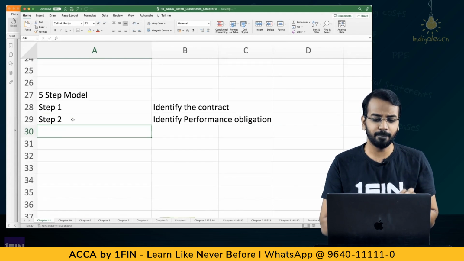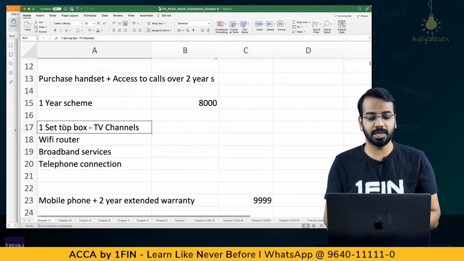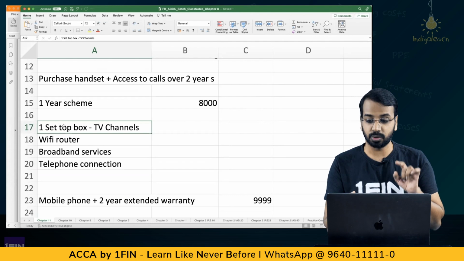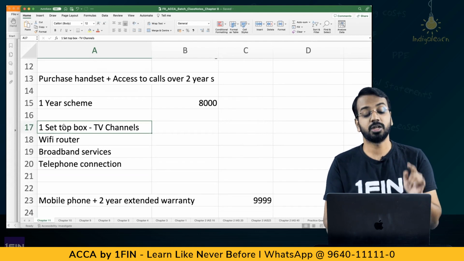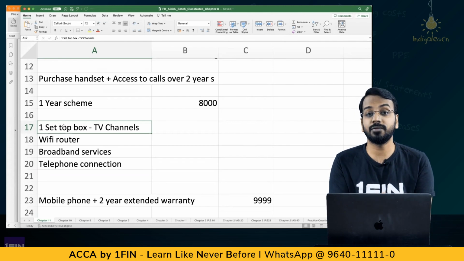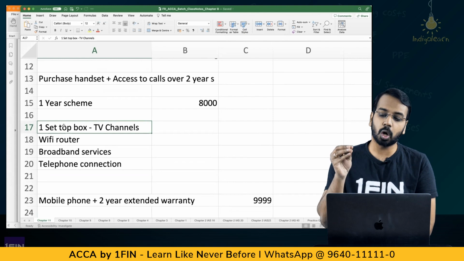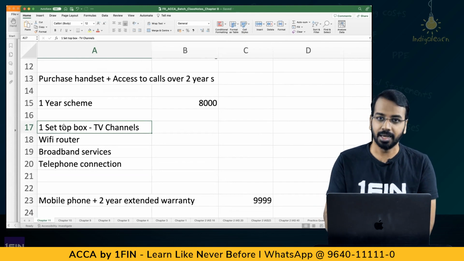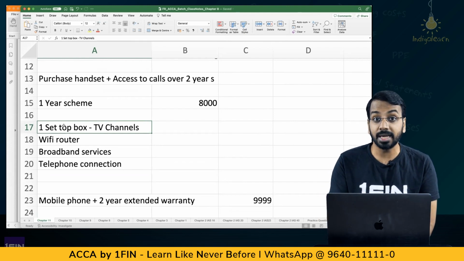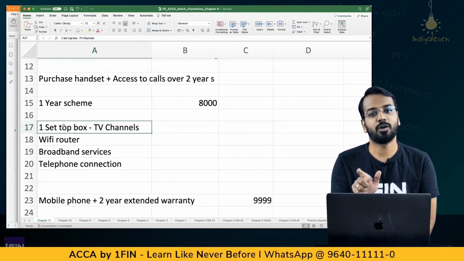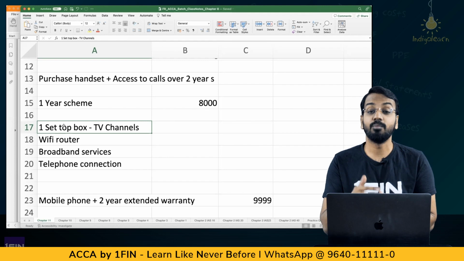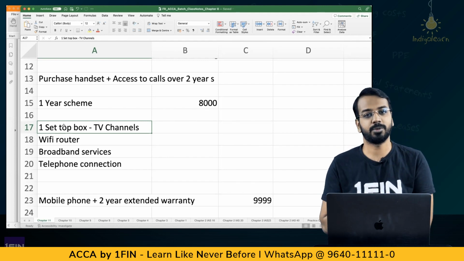To put it very simply, here, performance obligation is to give the set-top box, to give access to TV channels, to give you a Wi-Fi router, to give you broadband services, to give you a telephone connection. All of these are performance obligations. So what is the obligation of the supplier towards the customer under the contract? That is called performance obligation. So what is the supplier bound to perform? That is the performance obligation.